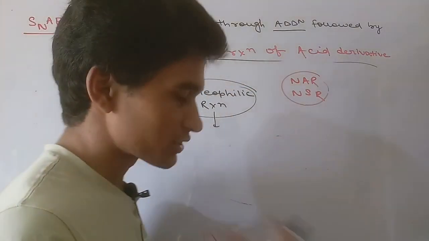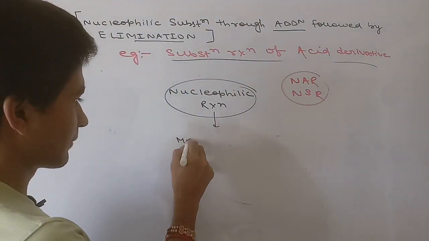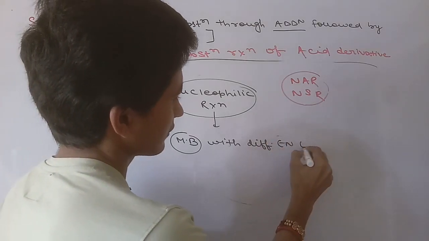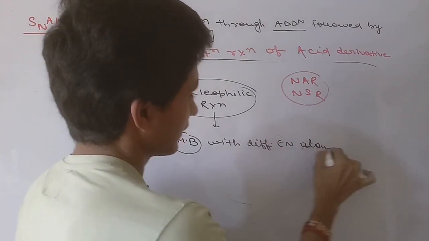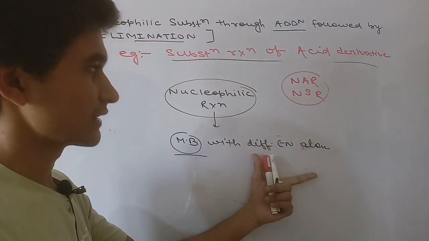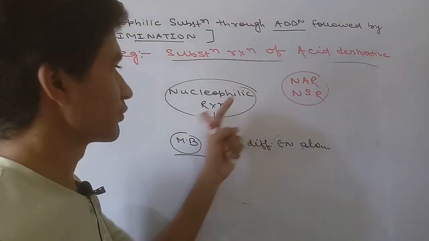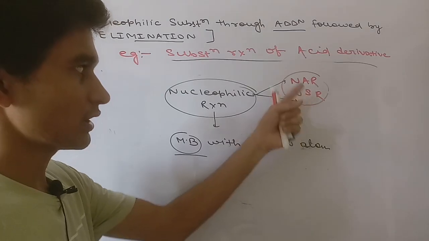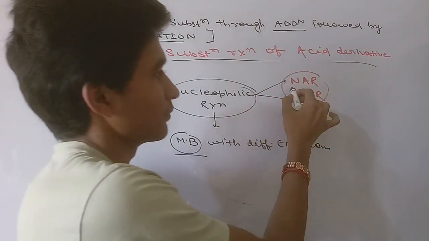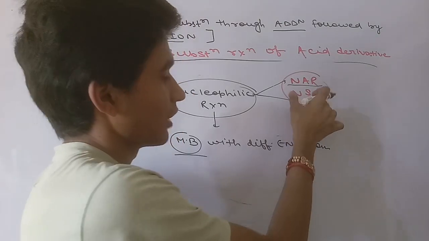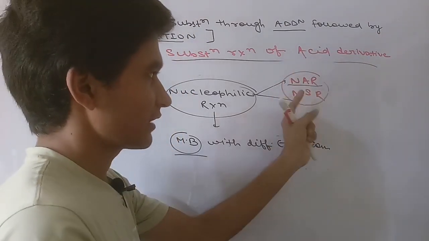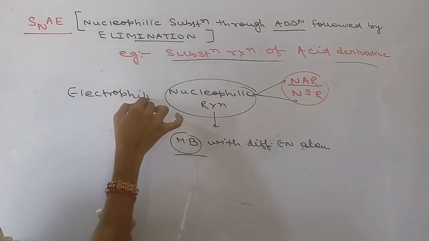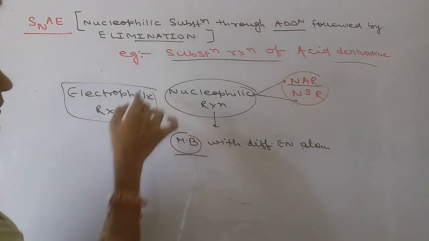reaction will occur in those reagents which have a multiple bond with different EN atoms. If a multiple bond is present between different EN atoms, then those reagents will always give nucleophilic reaction. And again, nucleophilic reaction is divided into nucleophilic addition and nucleophilic substitution. I will tell the reason how to identify which compounds will undergo nucleophilic addition and which will undergo nucleophilic substitution. But first you have to identify which compounds are going to give electrophilic reaction and which are going to give nucleophilic reaction.